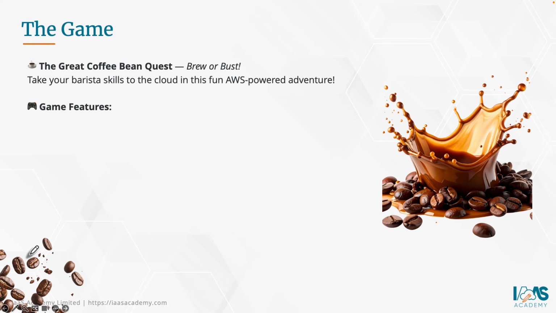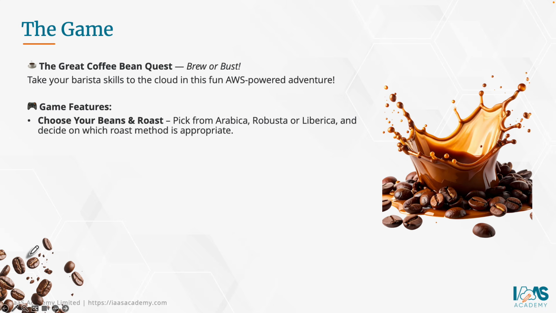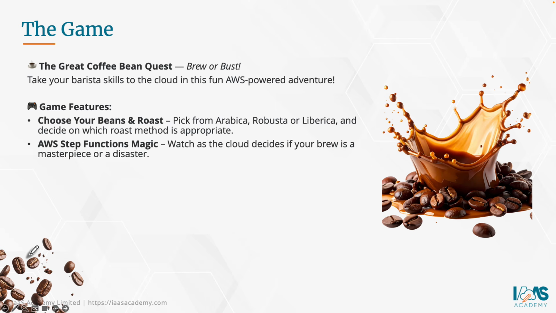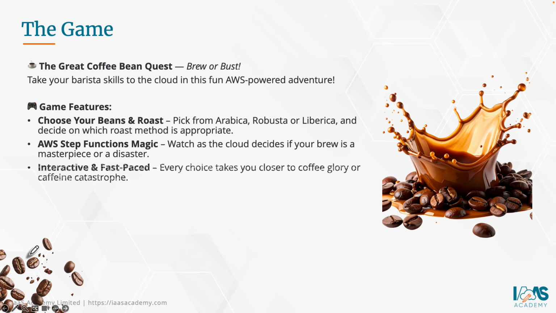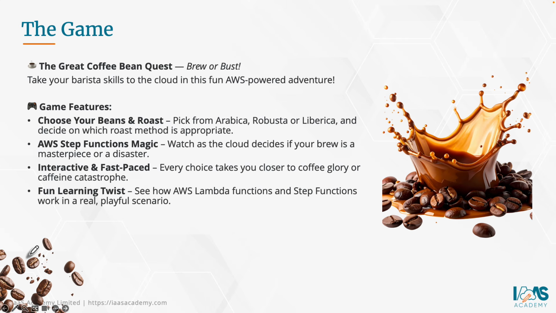Let's talk about the actual game features. So essentially, you're going to choose your coffee beans and the appropriate roast method for the bean. AWS Step Functions is where all the magic is going to happen. You're going to watch as the cloud decides if your brew is a masterpiece or a total disaster. It's going to be interactive and fast-paced, and so every choice takes you closer to your coffee glory or caffeine catastrophe. And it's going to be a fun learning twist, so you'll see how AWS Lambda functions and Step Functions work in a real playful scenario.